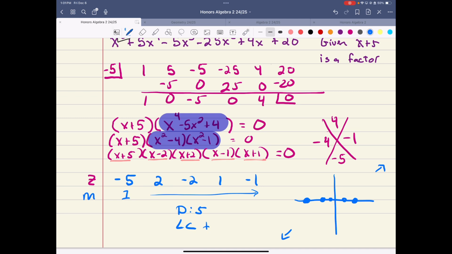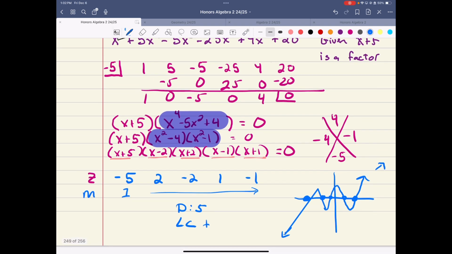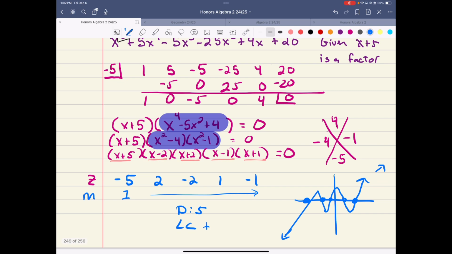Again, we're just sketching it. So our graph starts down in the 3rd quadrant, goes up and through -5, down and through -2, up and through -1, back down through 1, and back up through 2. So your graph looks something like that. And it goes through all the points because their multiplicities were odd.